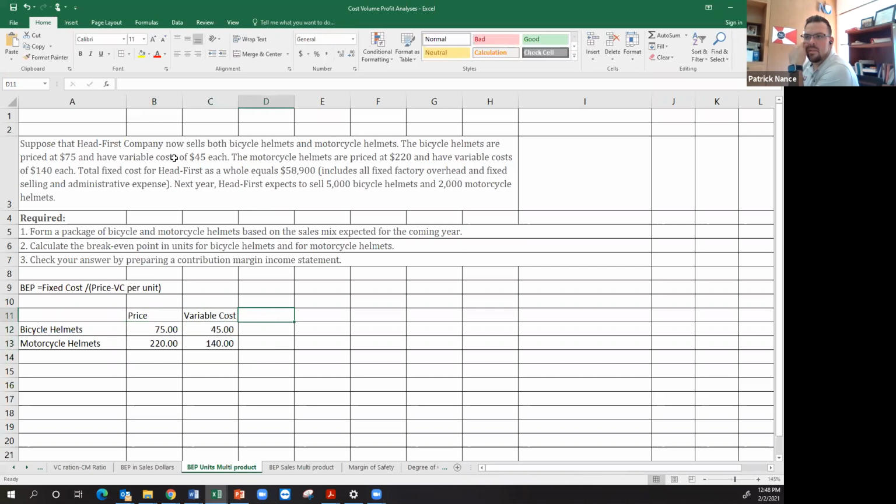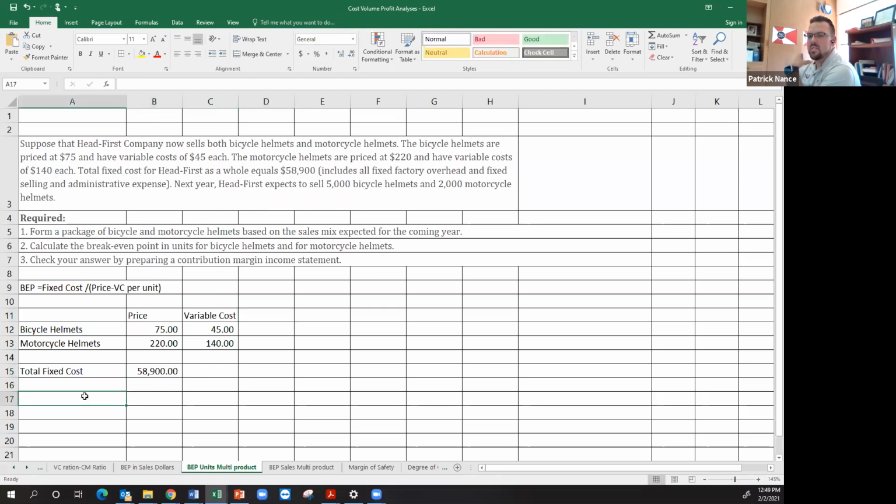And it goes on to say the total fixed cost of Head First is $58,900. Okay, $58,900. And it says next year they expect to sell 5,000 bicycle helmets and 2,000 motorcycle helmets. Form a package of bicycle helmets based on the sales mix for the coming year.